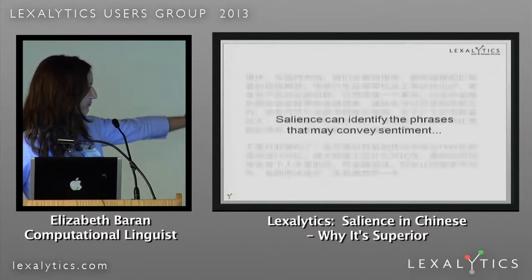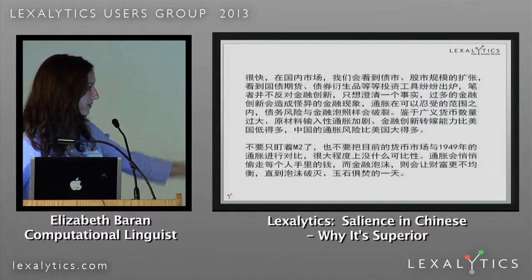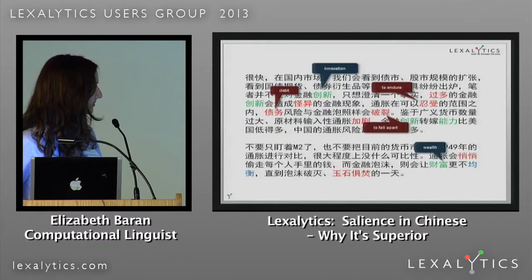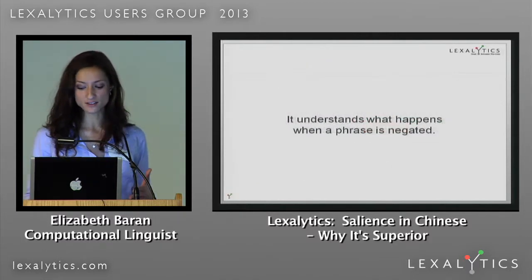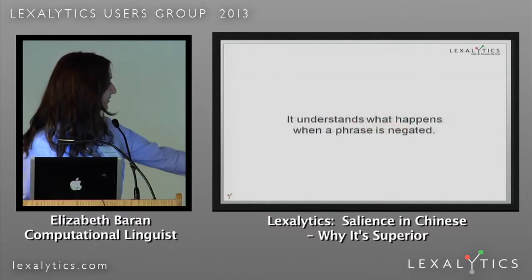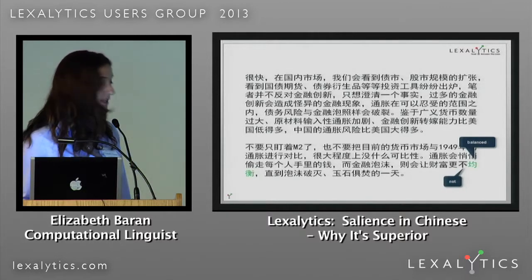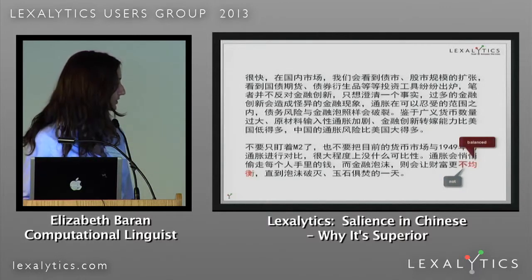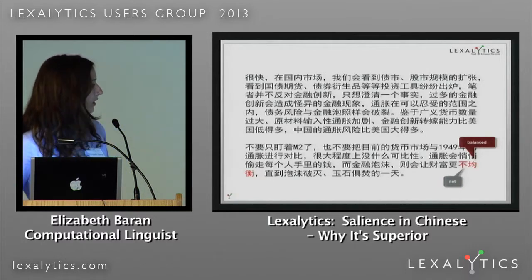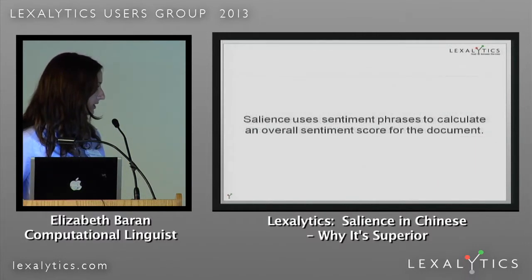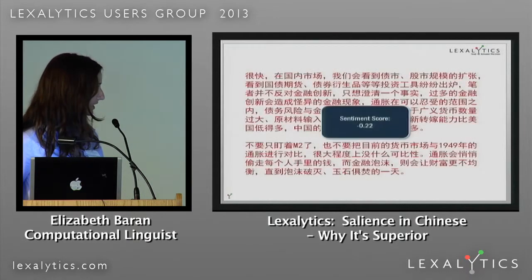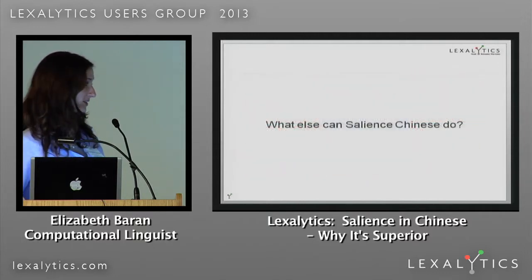So here's a zoom in of part of that article. And here are some of the positive and negative words. So it understands also what happens when a word is negated. Okay, so we have 平衡, or 均衡, balanced. And we have 不, not. So 不均衡 is not balanced, and it's going to be negative, even though balance would have been positive before. So we have some context rules. And then we get our overall sentiment score like we do for other languages. Okay, it's pretty negative for a news article. Okay, so what else can Salience Chinese do?